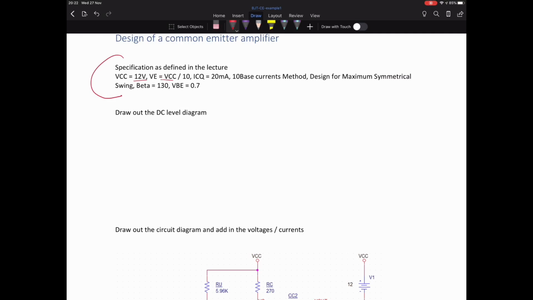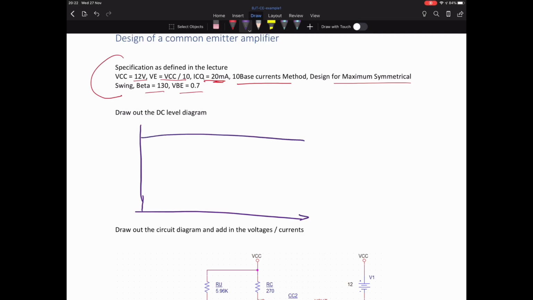So in this case, our supply voltage is 12 volts. Our emitter is a tenth of that. We're running quite hot at 20 milliamps. That's quite a large bias current. We're using the 10 base currents, and we're using a maximum symmetrical swing for the design. Beta's 130, and our VBE is 0.7.